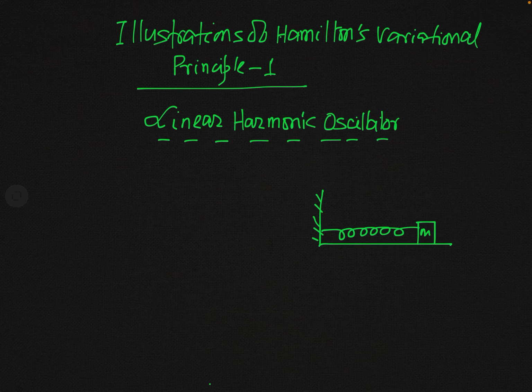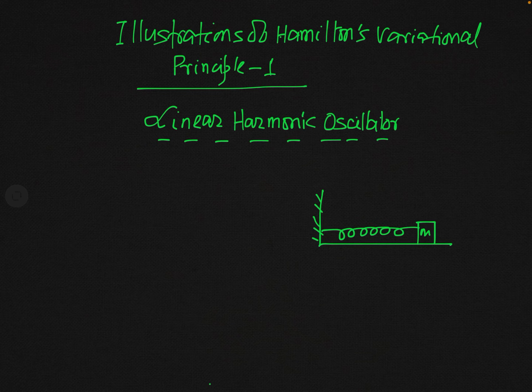Today our aim is to find the equation of motion of this one-dimensional linear harmonic oscillator by using the concept of Hamilton's variational principle. So let us see. As you know, a one-dimensional linear harmonic oscillator is visualized just as a spring mass system. This is just an example of a linear harmonic oscillator, and you can see this figure.